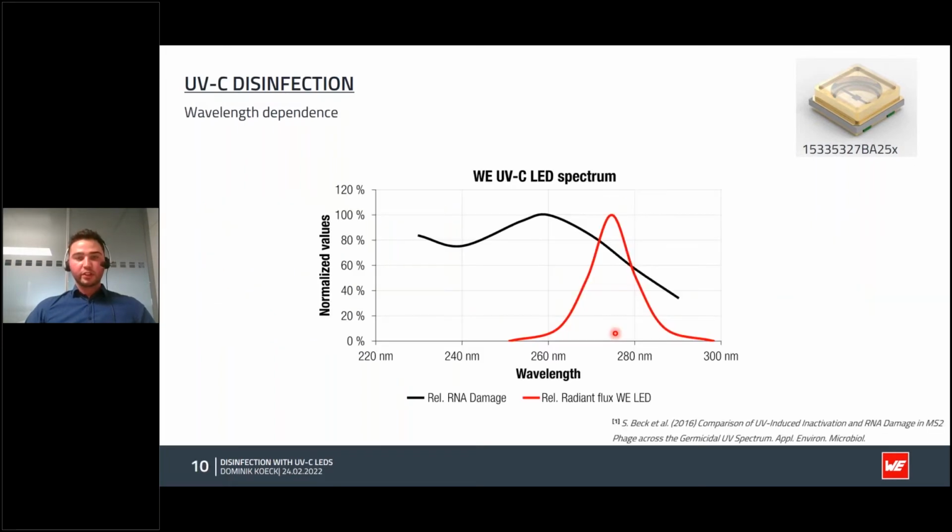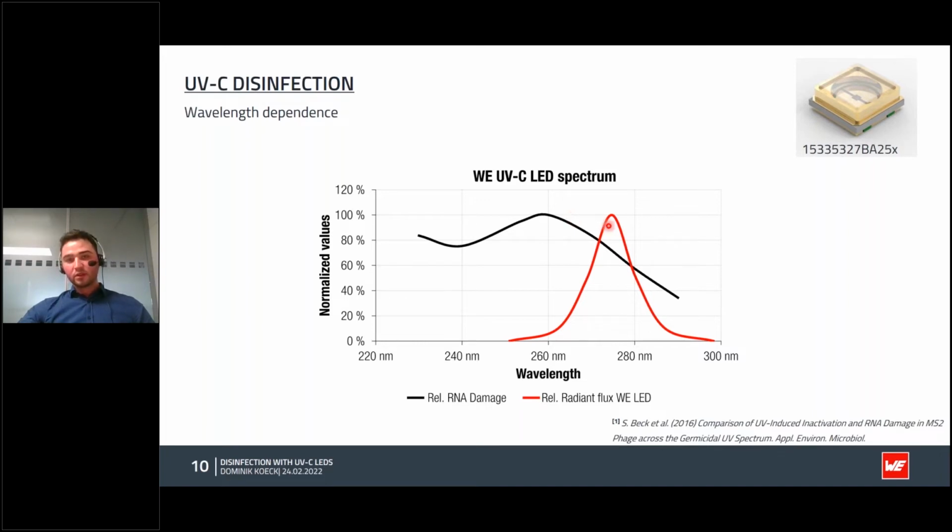So which wavelength is actually best for disinfection? There are quite a few studies here. And here is one study shown in black, the relative RNA damage depending on the wavelength for some kind of virus. And there you will find that the peak RNA damage that is induced is around 260 nanometers. There are a few other studies that show that some bacteria typically have a little bit higher maximum value, around 265 nanometers, but it depends very much on the germ and on the publication itself.